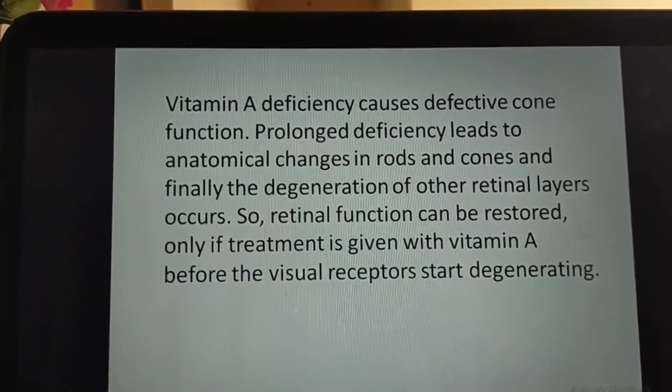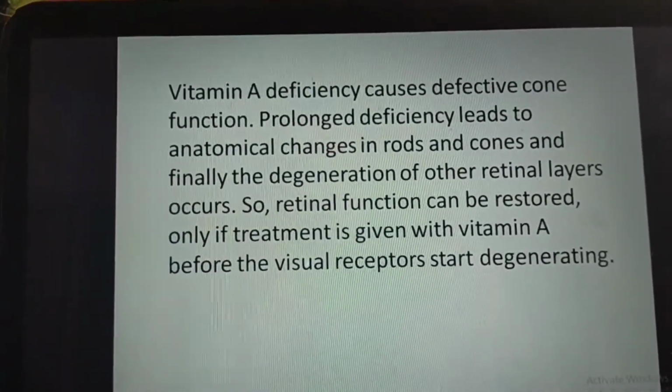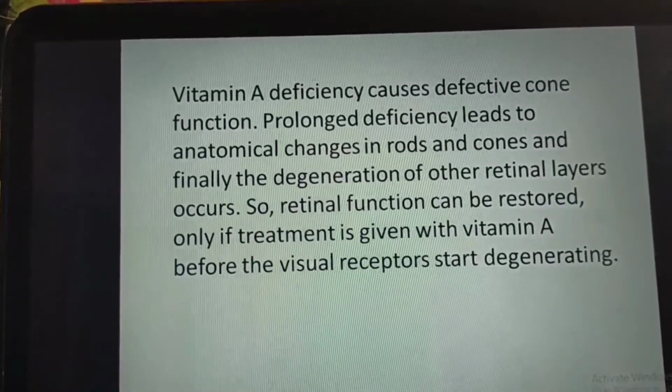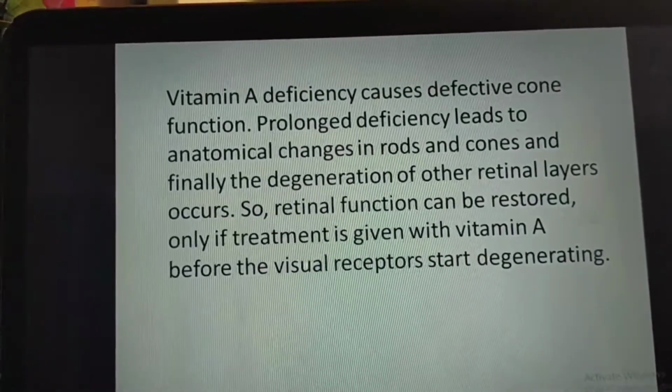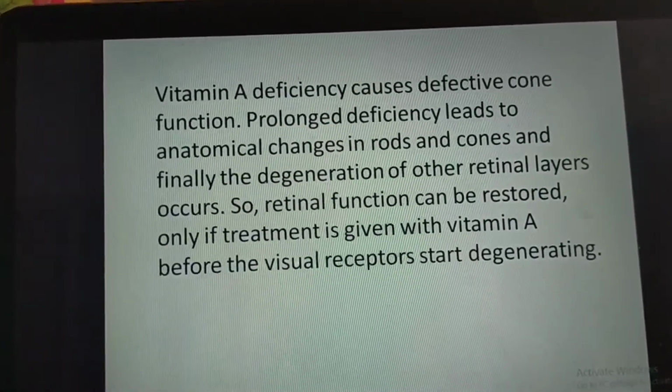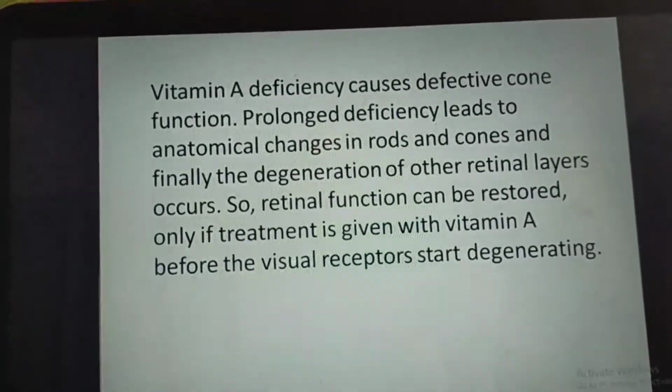Vitamin A deficiency causes the defective cone function. Prolonged deficiency leads to anatomical changes in rods and cones, and finally the degeneration of other retinal layers occurs. So retinal functions can be restored only if treatment is given with vitamin A before the visual receptors start degenerating.